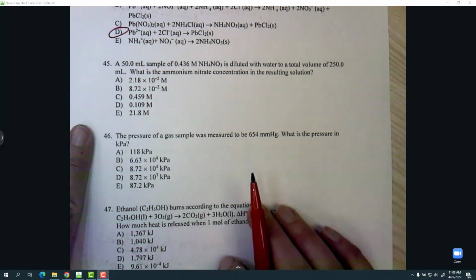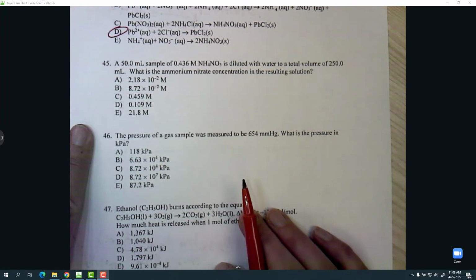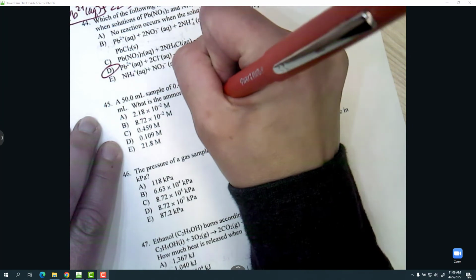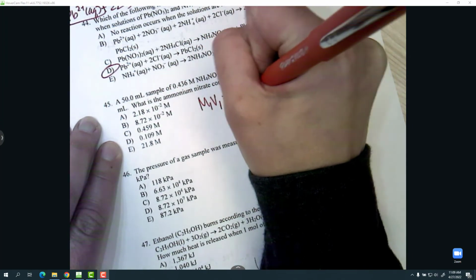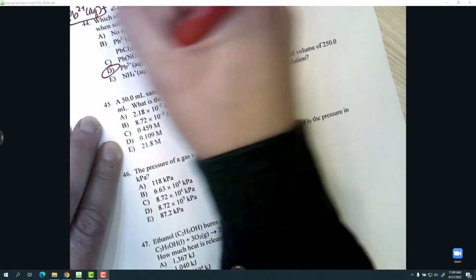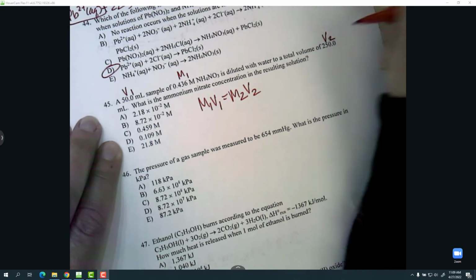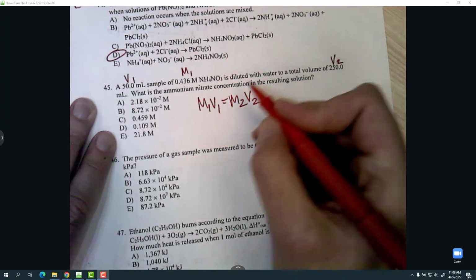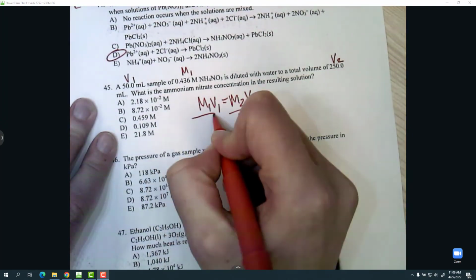All right, a 50 milliliter sample of 0.436 molar ammonium nitrate is diluted with water to a total volume of 250. What's the concentration? Okay, so this is an M1V1 equals M2V2. This is how we do dilutions. I just went ahead and labeled everything as M1, V1, V2, and M2 is what I'm solving for, so I'll get that by itself.